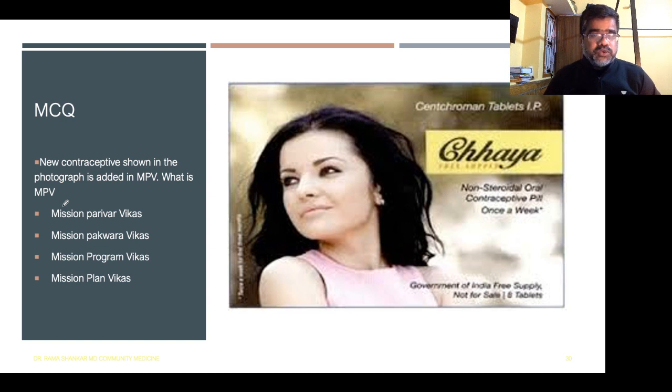So it is important to know about Mission Parivar Vikas. For that reason, I framed this question, so that you at least know what Mission Parivar Vikas is. The highest fertility states are Bihar and UP. In Bihar, all the districts are under Mission Parivar Vikas except Patna, because the TFR is more than 3 elsewhere. This is the reason I framed this question.